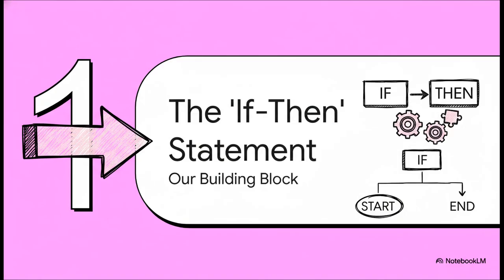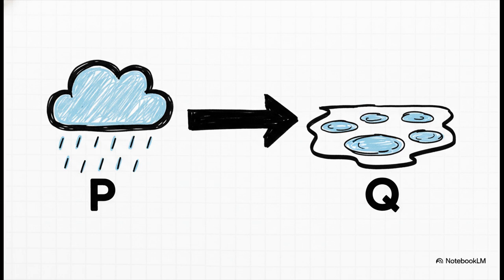Okay, let's start at the beginning with our fundamental building block, the if-then statement. Pretty much every logical argument we're going to look at today is built on this simple structure. To keep things really simple and clear, we're going to use one example through this whole explainer. If it is raining, then the ground is wet. Makes sense, right? We'll call the if part P and the then part Q. So the structure is just, if P happens, then Q happens.